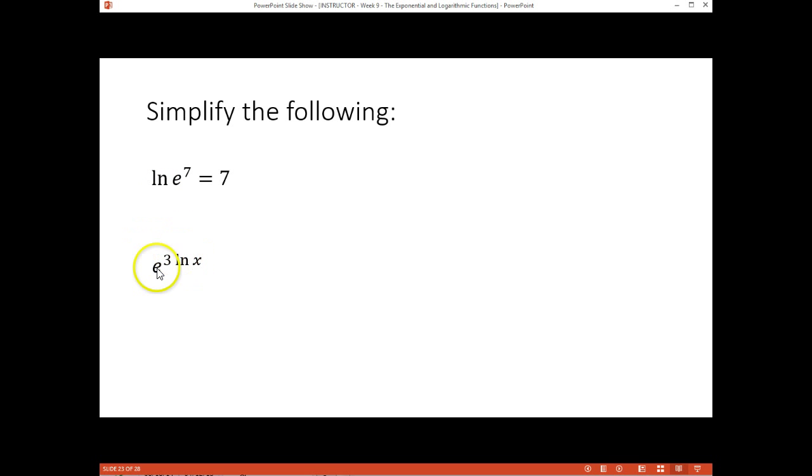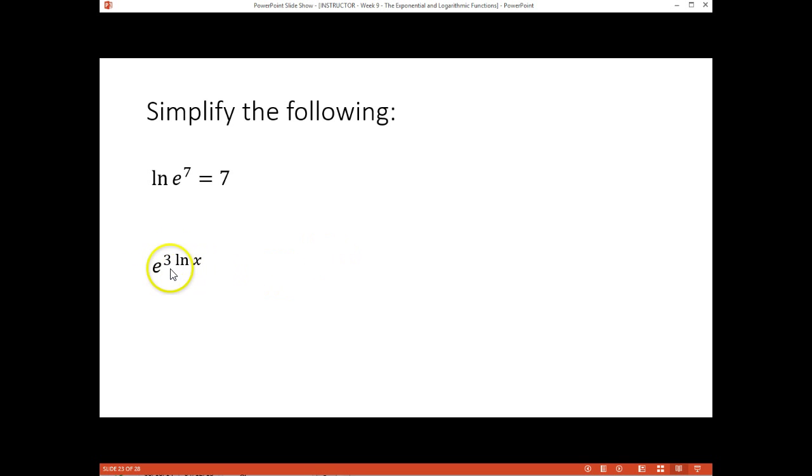This one is a little bit more complicated because even though we see the e and the ln, there's a 3 in between here. I have e to the 3 ln of x. I can't just assume that they undo each other right away. They have to come back to back consecutively. So I need to find a way to either get rid of the 3 or move the 3.